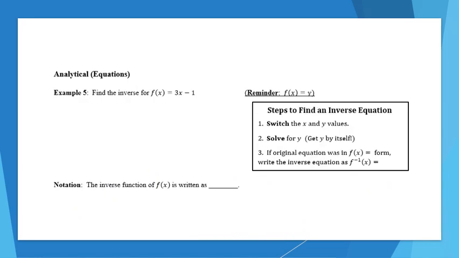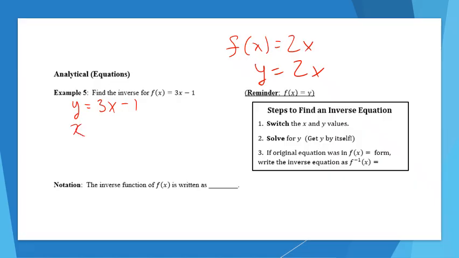Example number 5. Find the inverse for the equation f of x equals 3x minus 1. All right, so the way to find inverses with equations is pretty simple. What you want to do is first replace f of x with y, right? If I write f of x equals 2x, this is the same thing as y equals 2x. So here we'll write y equals 3x minus 1. And then what we want to do is switch x and y. So x equals 3y minus 1.